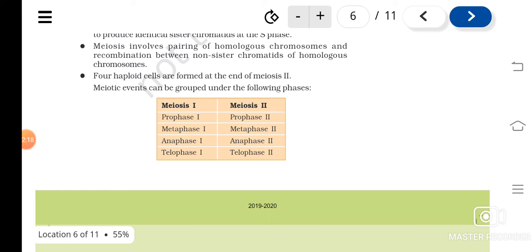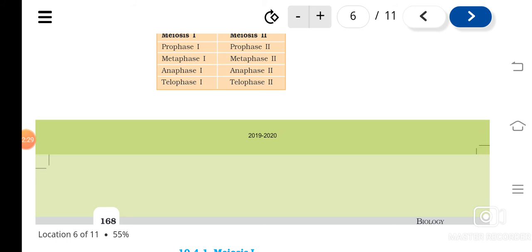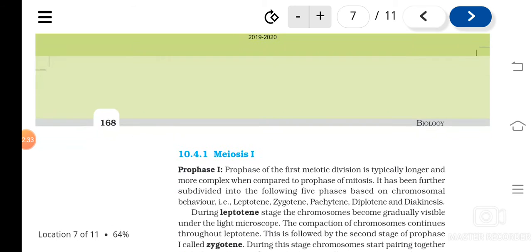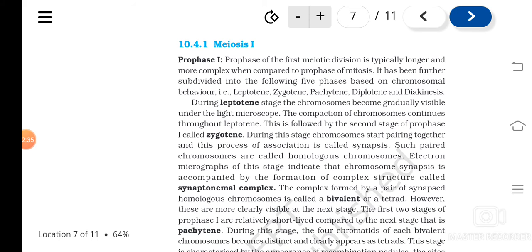In meiosis 1 there are various substages like prophase 1, metaphase 1, anaphase 1, and telophase 1. And among these, the longest phase is prophase 1. And what are the various substages of prophase 1? Do you remember? Leptotene, zygotene, pachytene, diplotene, and diakinesis.